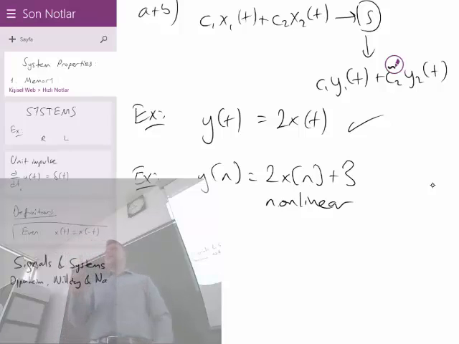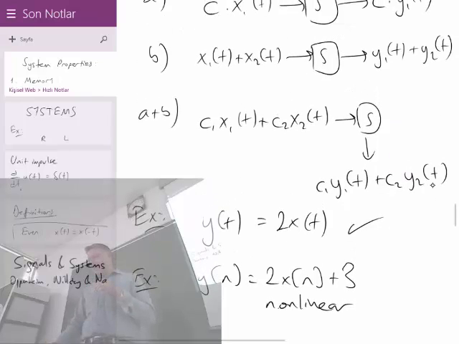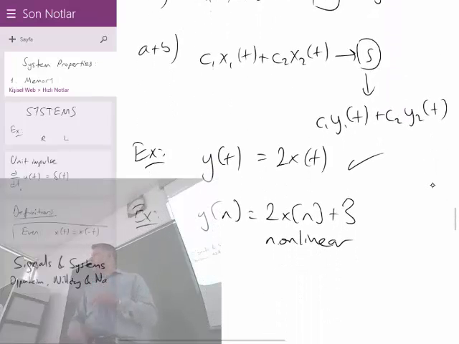Another easy way to check nonlinearity: if the input-output relation doesn't pass through the origin, then it's nonlinear. A linear system must have 0 input, 0 output condition. It must pass through the origin. If it doesn't, A doesn't hold. Therefore, we have to say that it's a nonlinear system.